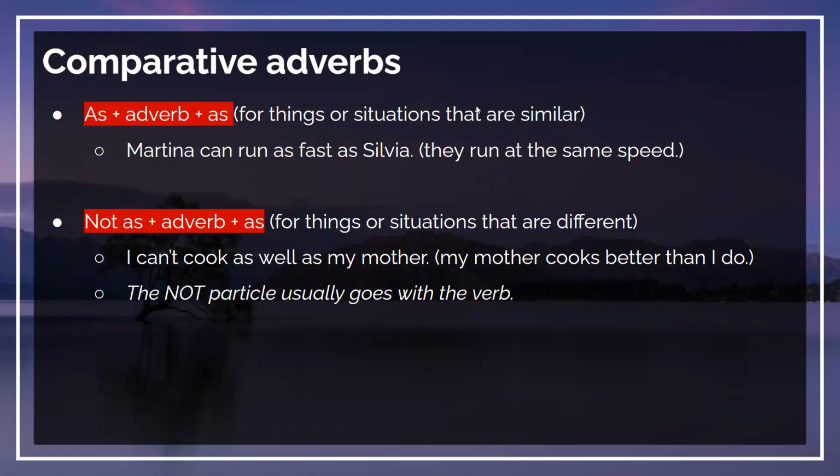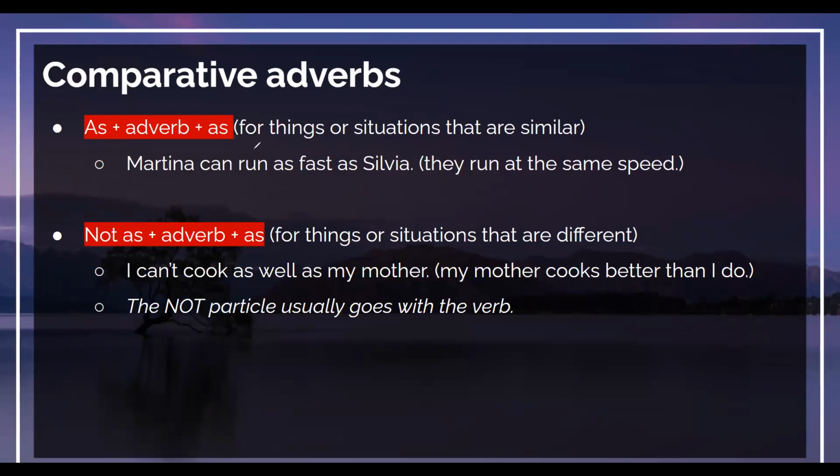We also have comparative adverbs. I'm sorry, another form of comparative adverbs could be like these structures. So when you say "as, adverb, as," you're referring to things or situations that are similar or basically the same. Martina can run as fast as Sylvia. So they run at the same speed. They are similar or the exact same.